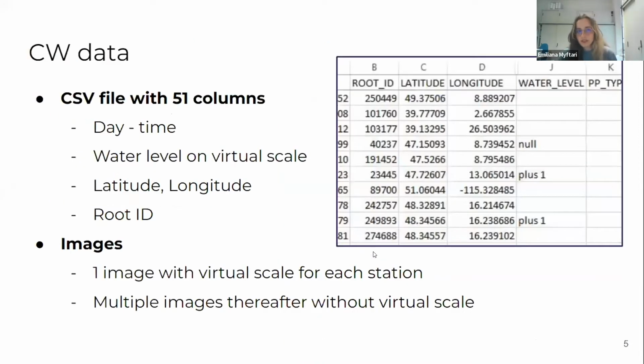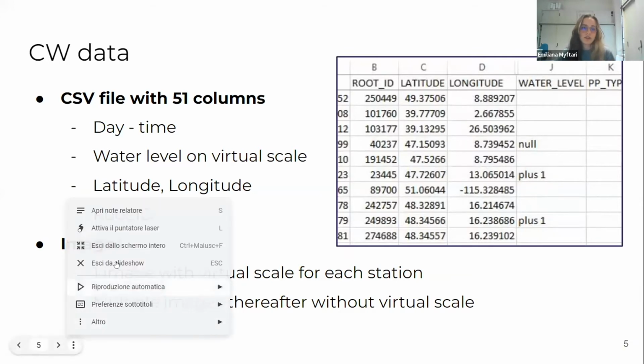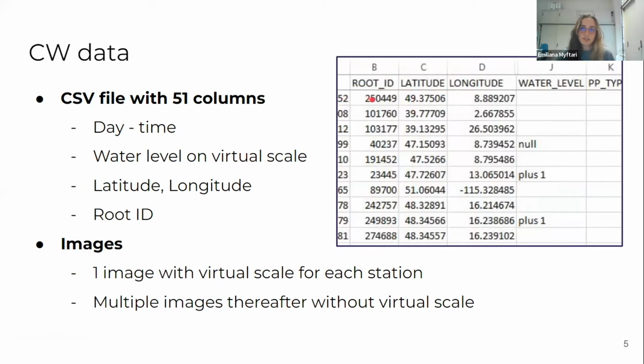And then we have the CrowdWater data. We have a CSV file with 51 columns where we have a lot of different information, as I said before. So we have the day and the time in which the citizen scientists took the picture or the information. We have water level on virtual scale, as you can see in the image here on the right, and we are going to see this in detail later. Latitude, longitude of each station, and the route ID, that is the identification of each station.